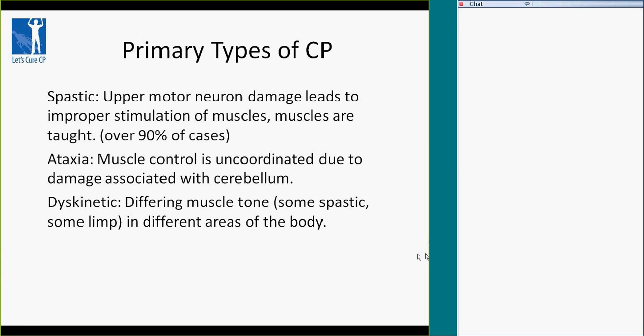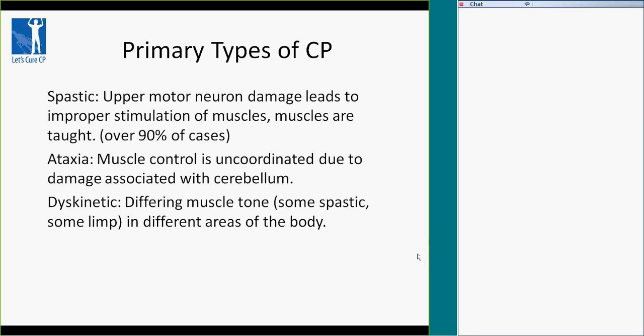There are three primary types of CP that we'll see. The vast majority of them are spastic, which is due to upper motor neuron damage. Now, those are the neurons that start in the brain. There's actually a series of neurons that travel from the brain out to each muscle. But the upper motor neuron damage is actually in the brain. And what you get is the muscles are very, very tight. They can't be moved. There are cases even when the physician doing an examination will have trouble extending the limb because the muscles are so tight. And that can be extremely painful.